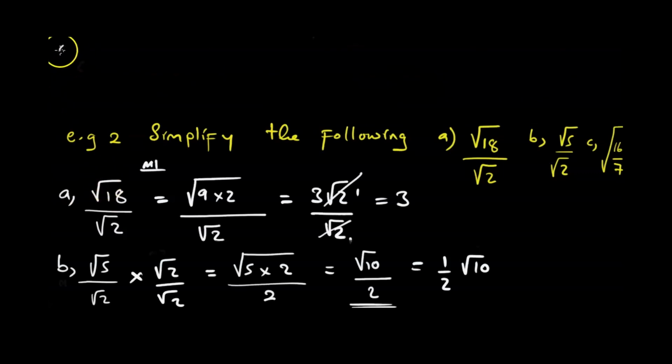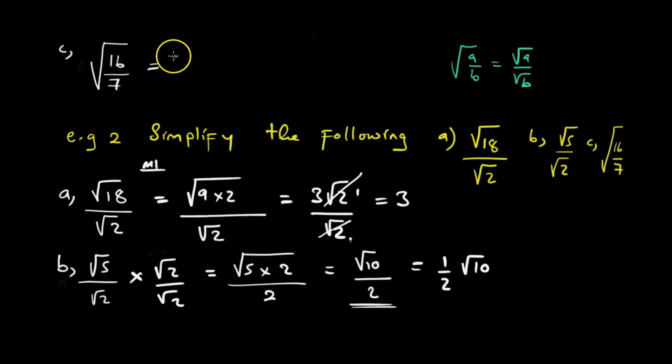Okay, let's do C. C is the square root of 16 over 7. We should remember the law we hinted at earlier, which says the square root of a over b is equal to the square root of a over the square root of b. So if we apply it here, this will be equal to the square root of 16 over the square root of 7, of which the square root of 16 is 4. So it's 4 over the square root of 7.